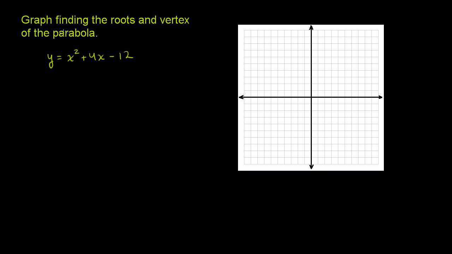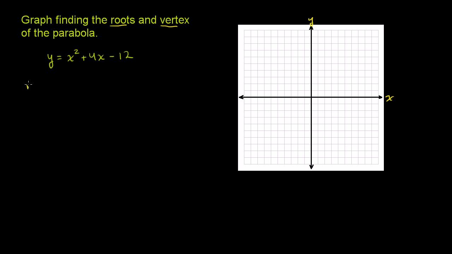We're asked to graph this function, finding the roots and the vertex of this parabola. So to find the roots, when people talk about roots, they're talking about the points of intersection of this function and the x-axis. So this is the x-axis here. This is the y-axis. And you're going to intersect the x-axis when y is equal to 0.